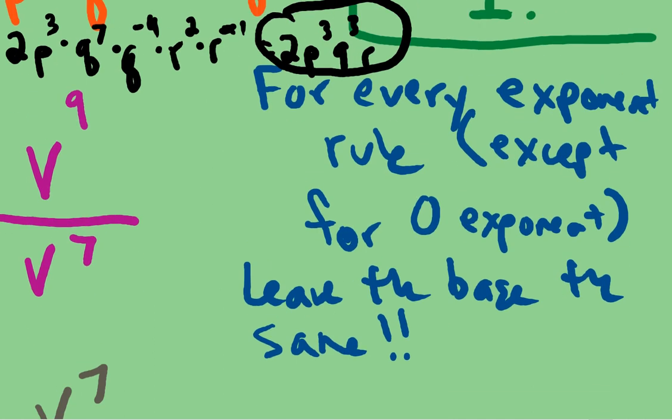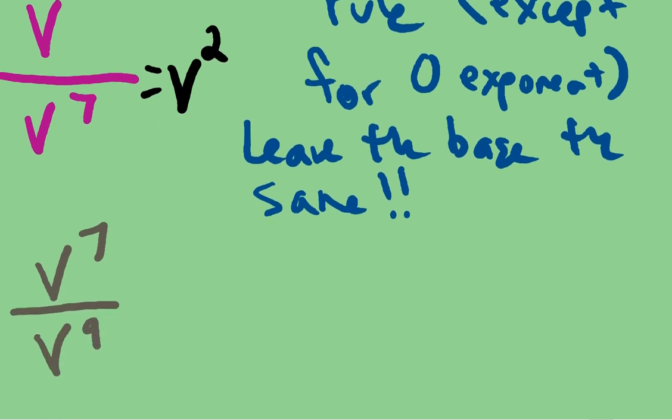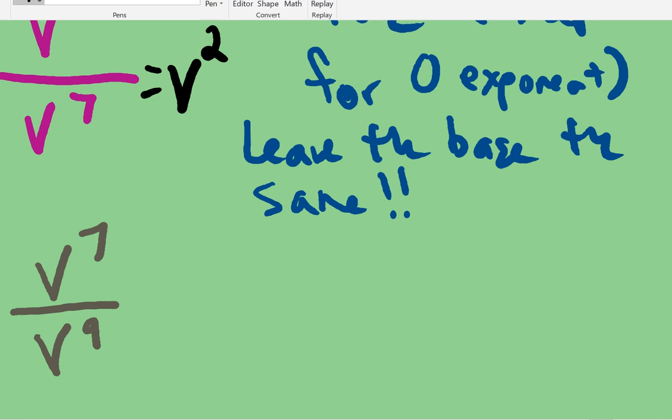For every exponent rule except for the 0 exponent, you leave the base the same. Every one of the exponent rules that we've looked at, you leave the base the same. V to the 9th divided by V to the 7th. That is V to the 2nd. The base is the same, you're dividing, you subtract the exponents. 9 minus 7 gives you 2. How is that different from this next question? V to the 7th divided by V to the 9th. Is it the same thing?